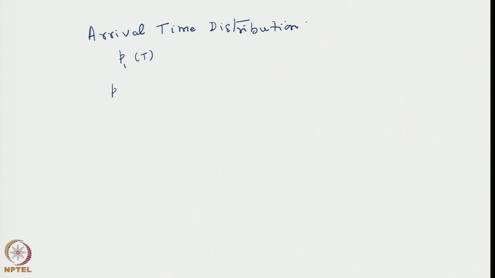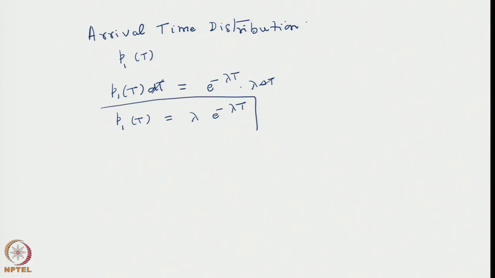That is, p 1 t dt is equal to the probability that no event occurred up to time t, which we know is e to the power minus lambda t, and one event occurred soon after in a time period delta t, which we know has probability lambda delta t. Now, we can cancel delta t on both sides, and then we get p 1 t equal to lambda e to the power minus lambda t. This is now interpreted as the waiting time or the arrival time distribution function for one event to occur.